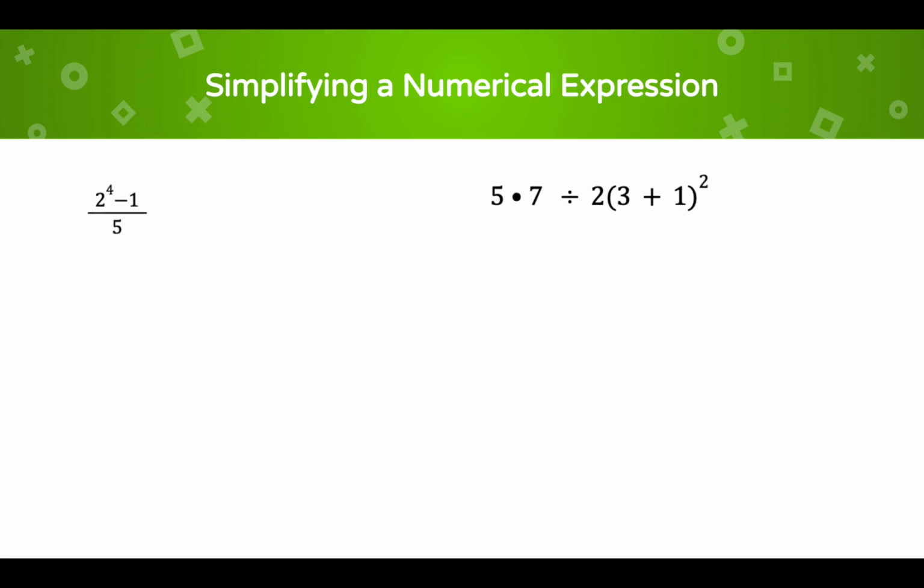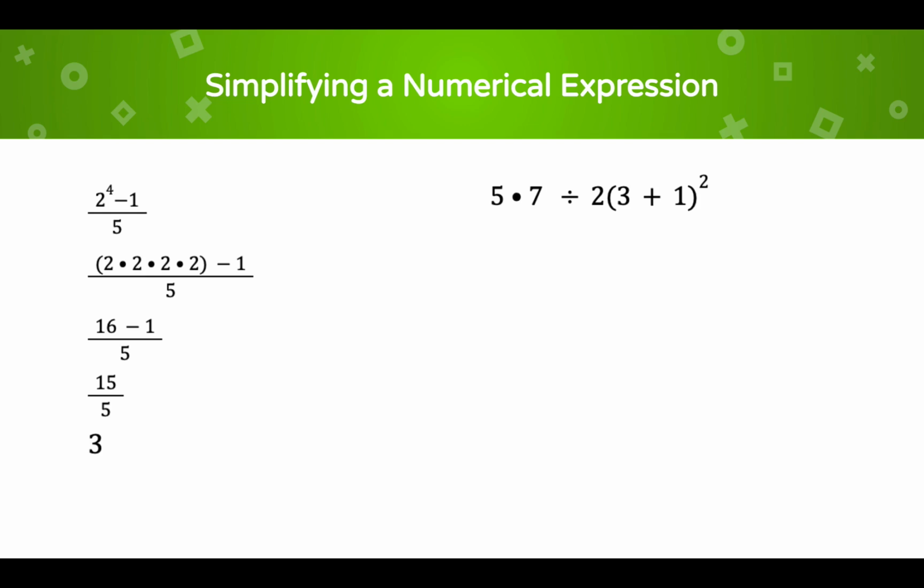2 to the 4th minus 1 all over 5. Again, we have to simplify that numerator before we divide. So 2 times 2 times 2 times 2. So 2 times 2 is 4, times 2 is 8, times 2 is 16. 16 minus 1, we get 15. And 15 all over 5 is 15 divided by 5, which is 3.